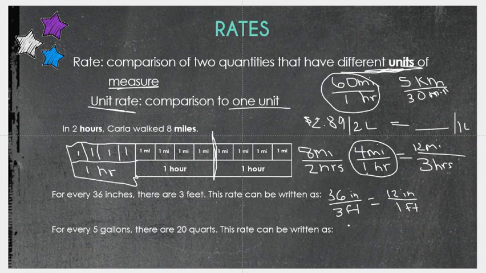For every 5 gallons, there are 20 quarts. So we can write it this way. We could also say there is 1 gallon per 4 quarts.